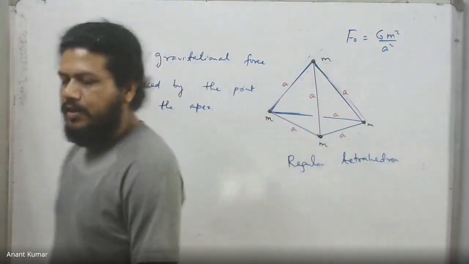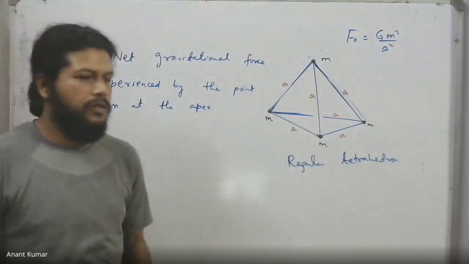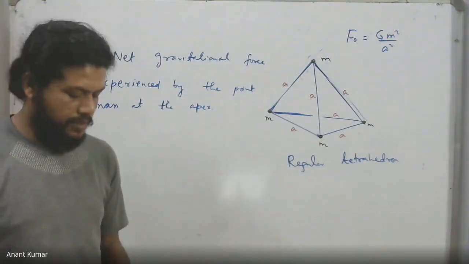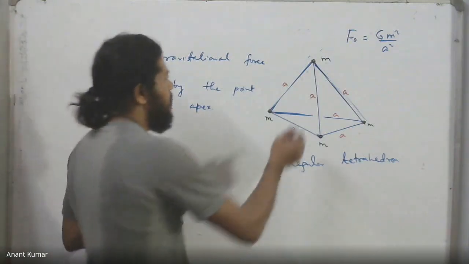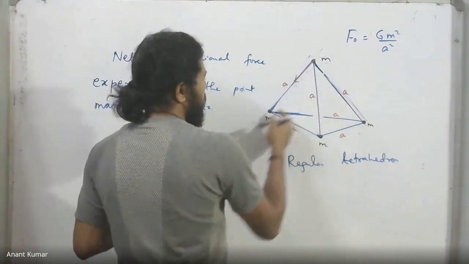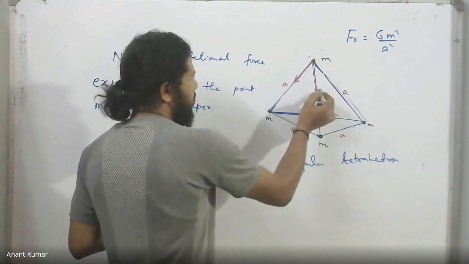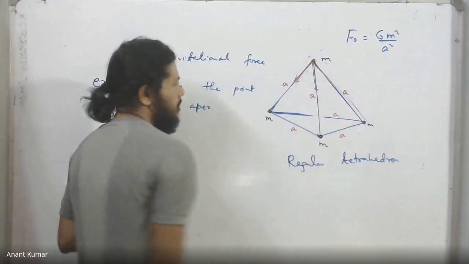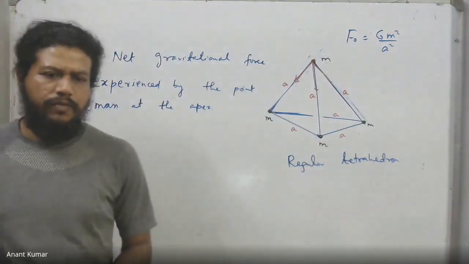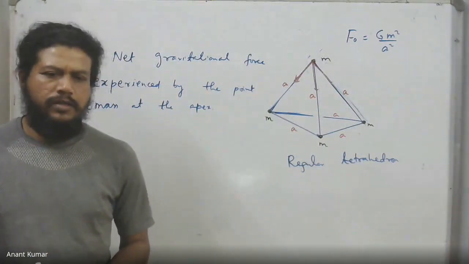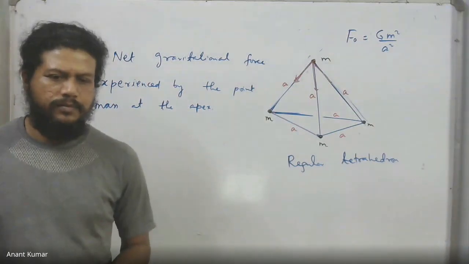See, the gravitational pull due to the three point masses at the base will quite obviously be in this direction. This will be attracting this point mass along this edge, this will be attracting on this edge, and this will be attracting on that edge. Each of these forces is going to be F naught. That much is quite sure.